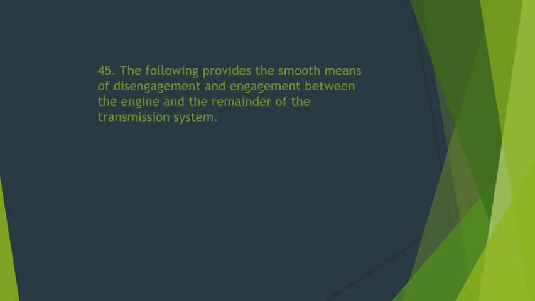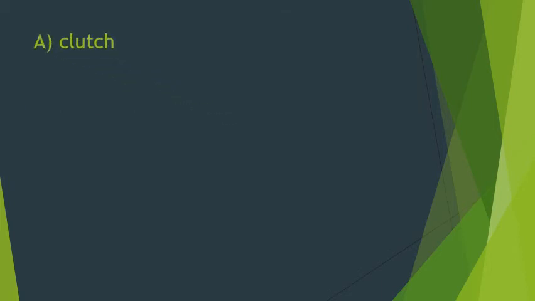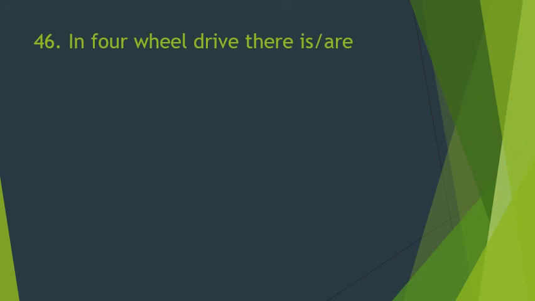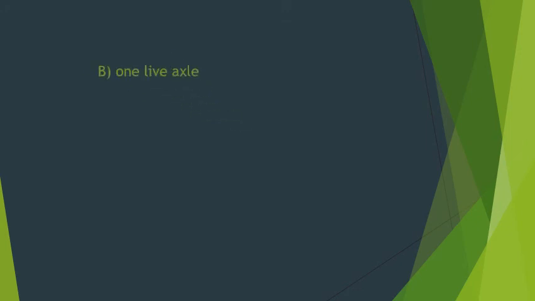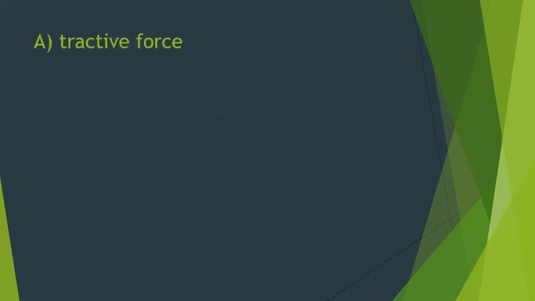The following provides the smooth means of disengagement and engagement between the engine and the remainder of the transmission system. A. Clutch. B. Gearbox. C. Propeller shaft. D. Differential. In four-wheel drive there is A. No live axle. B. 1 live axle. C. 2 live axle. D. 1 dead axle. The torque at the driving wheels gives rise to a propulsive force between wheels and roads known as A. Tractive force. B. Driving effort. C. Braking thrust. D. None of the above.